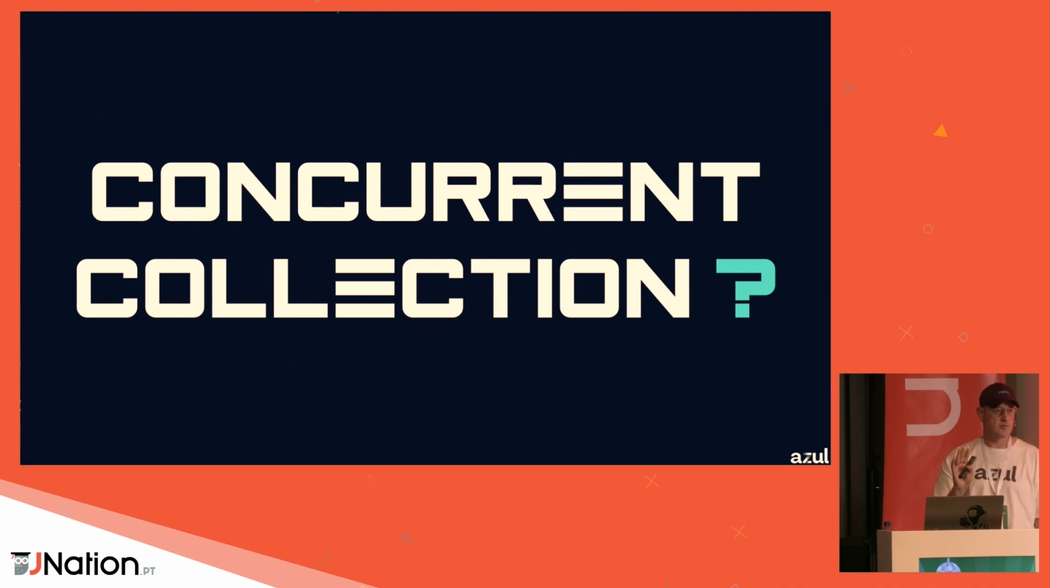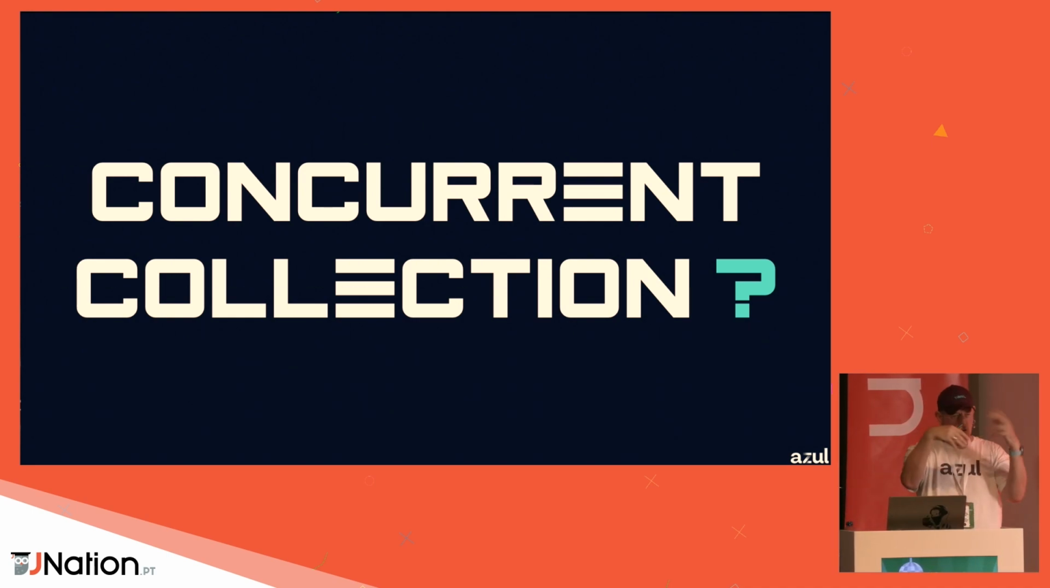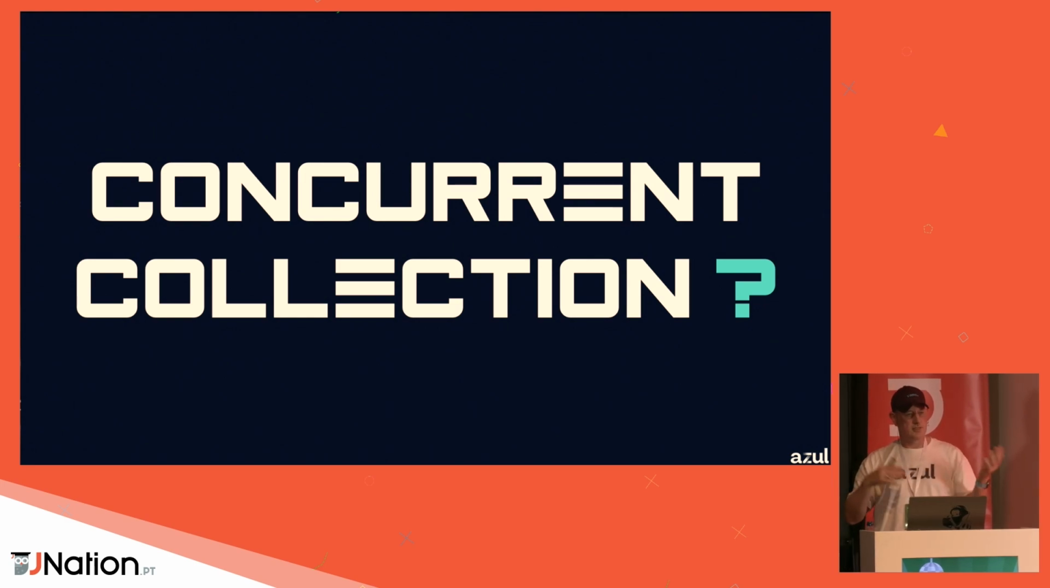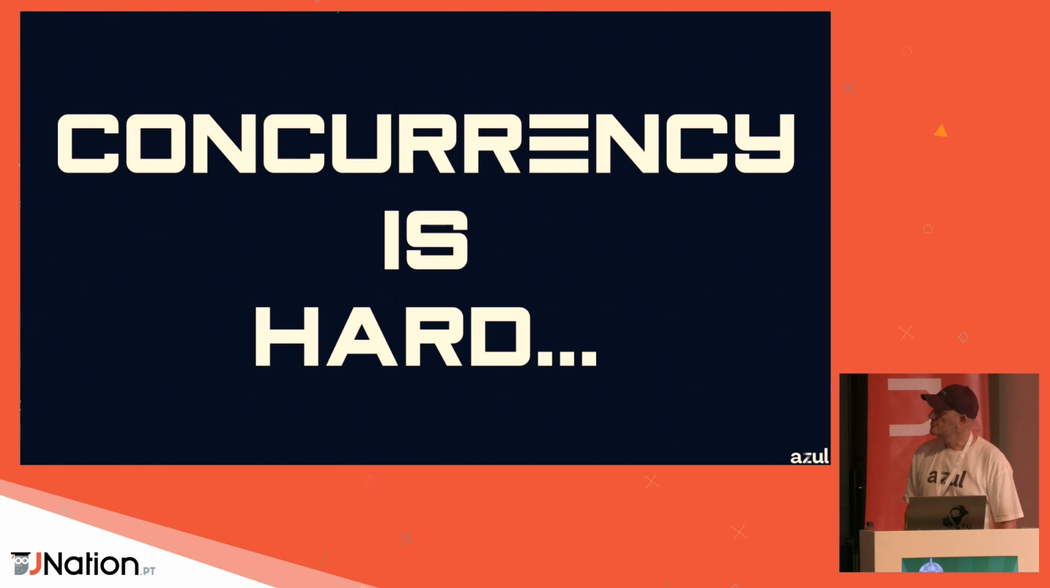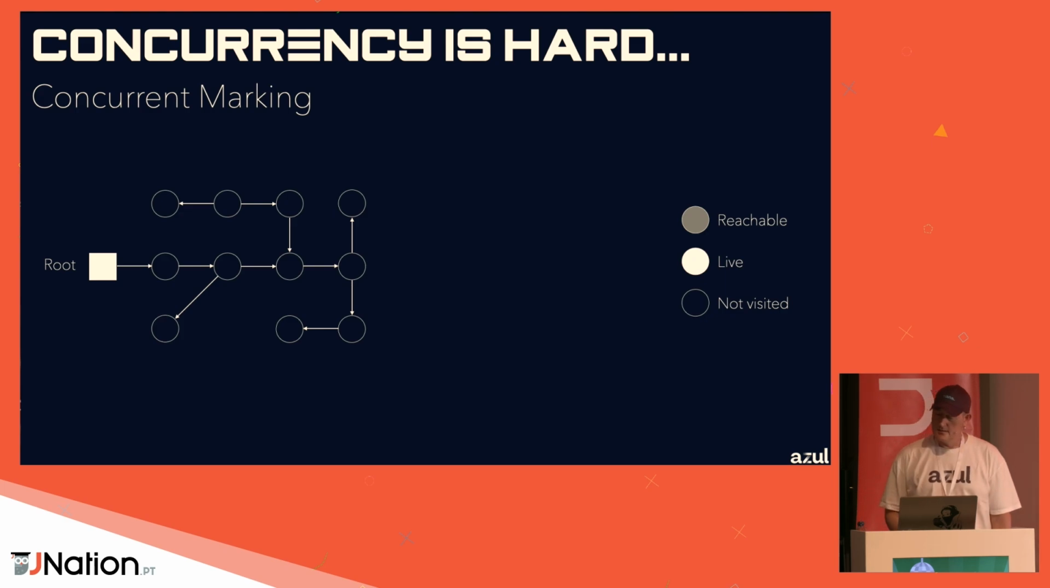Easy, right? What stop the world means is we stop everything in the JVM, we do our collection stuff, and then we start and continue. That's easy. What about concurrent collection? That means the allocator allocates memory. At the same time, the garbage collector is collecting old objects and freeing up memory. So concurrency is hard. Concurrent marking, how to mark live objects concurrently, will look like this. So this is concurrent marking.